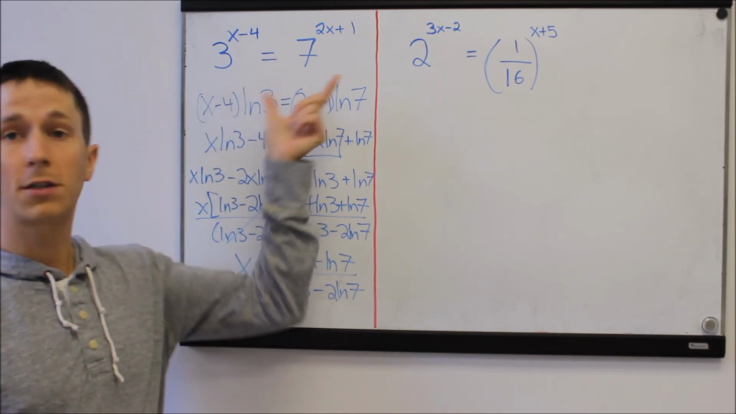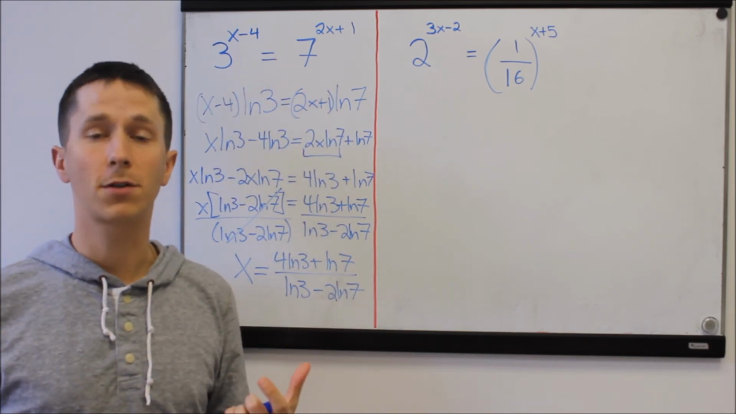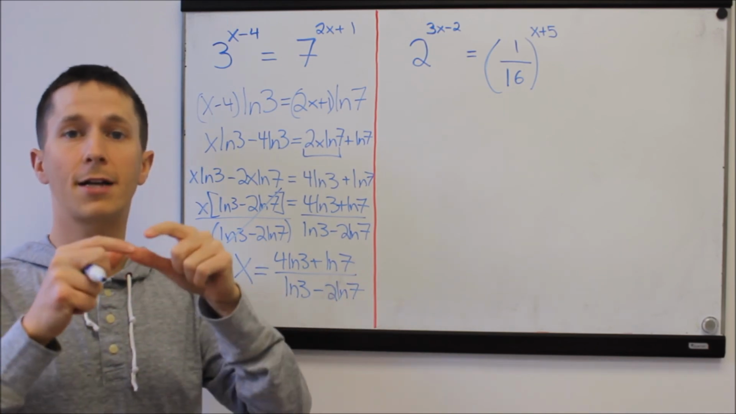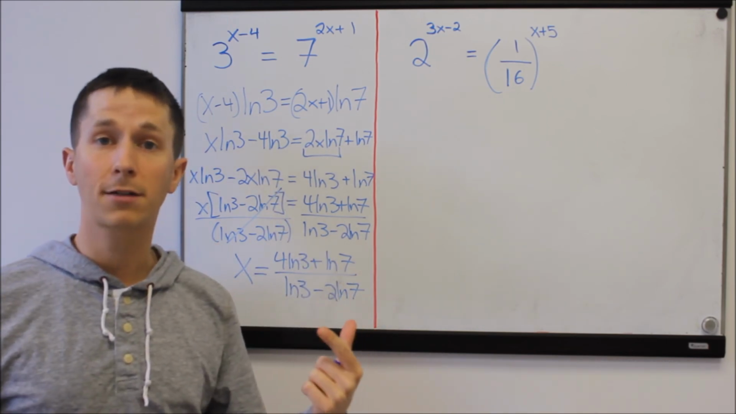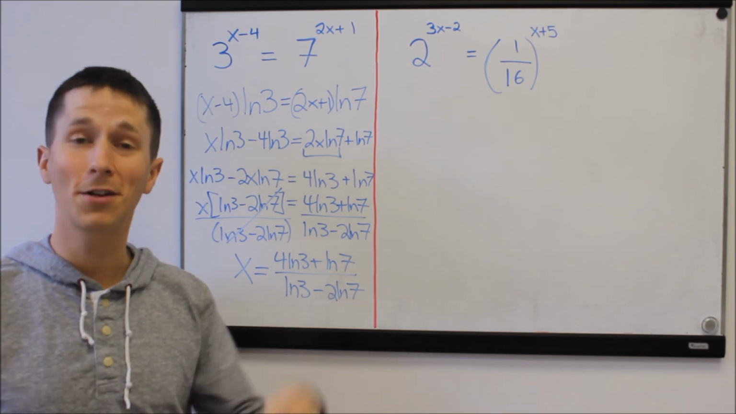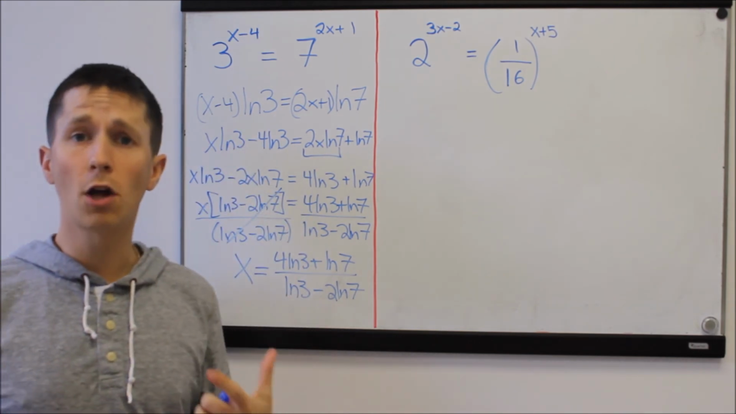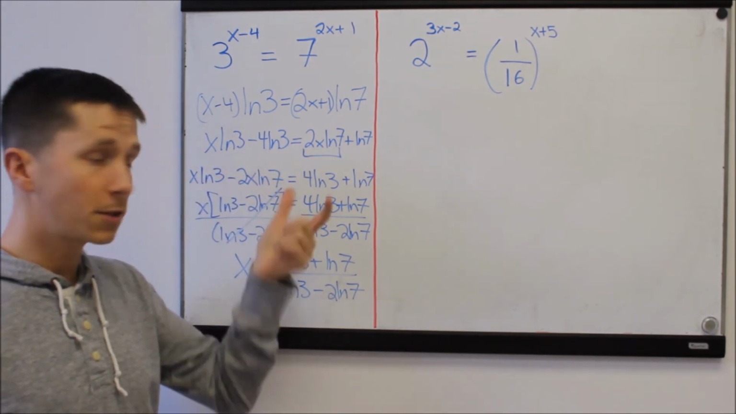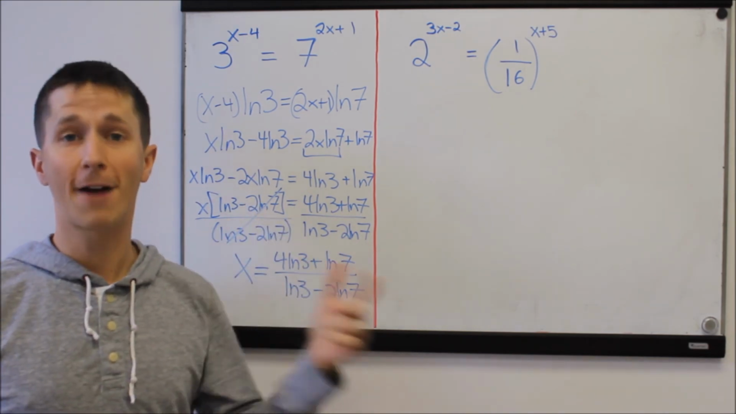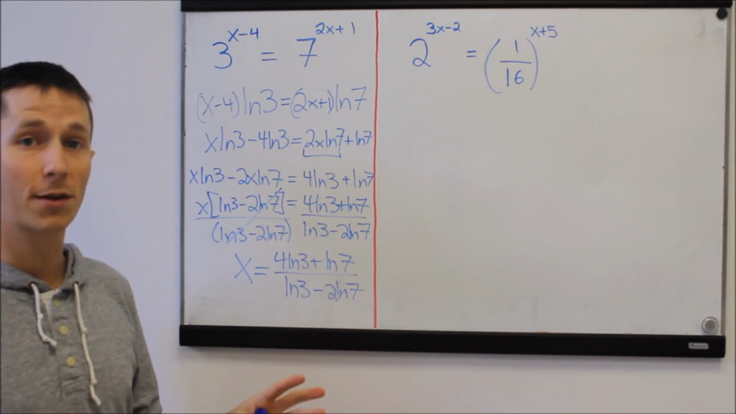So again, looked at the bases 3 and 7, we can't make those common, so we took the log of both sides in order to be able to bring down our x values onto sort of the ground level using the laws of logarithms, and then multiply it out, everything with an x on one side, factor, divide, and you're done. And those always work the same.